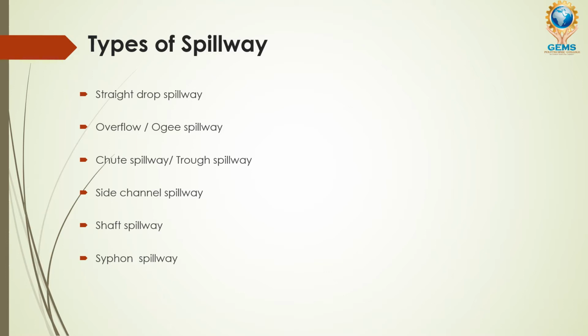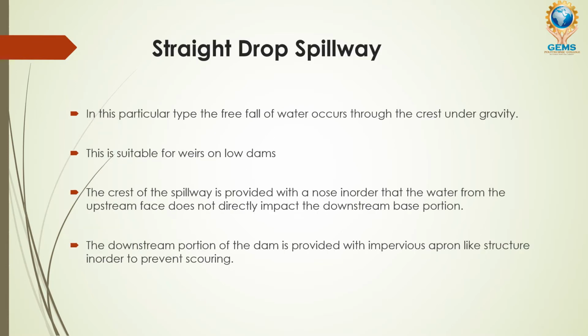Okay, so first we are going to see the straight drop spillway. The first type of spillway is this straight drop spillway. It is a particular type of spillway in which the water present in the upstream side is passed from the dam to this spillway. That is, the excess water is passed to this spillway, and there are no automated actions or mechanical structures to pass the water. The water will pass under gravity and fall from the crest portion of the spillway to the downstream side.